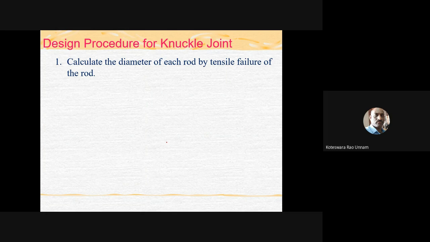So to summarize, the design procedure for this knuckle joint: the first step is, we need to calculate the diameter of the rod by considering the tensile failure of the rod. For that the equation is P is equal to 5 by 4 d square into sigma t, where d is the diameter of the rod end.